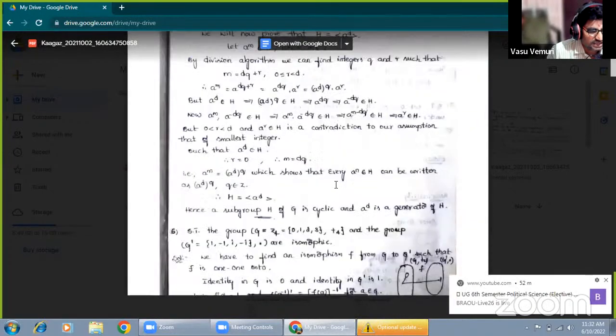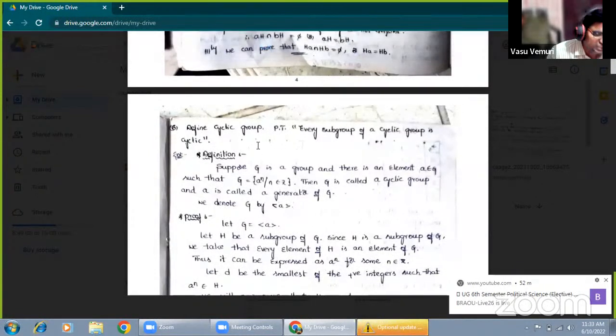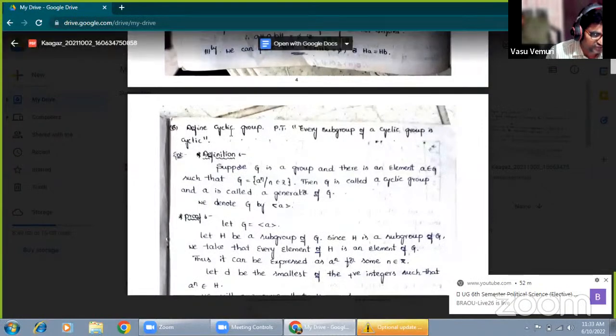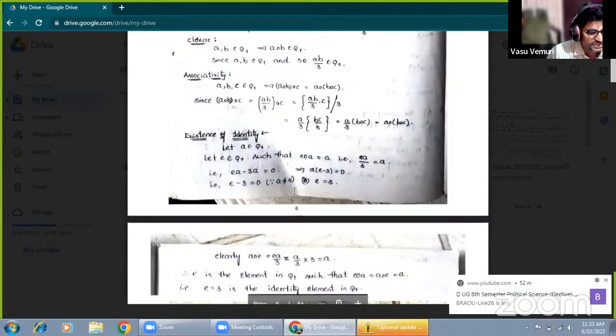Now, you have to explain this here. Define cyclic group. Prove that every subgroup of a cyclic group is cyclic. According to this question, the entire cyclic group part is covered. Okay, next one. Now this example, you have to see and refer.